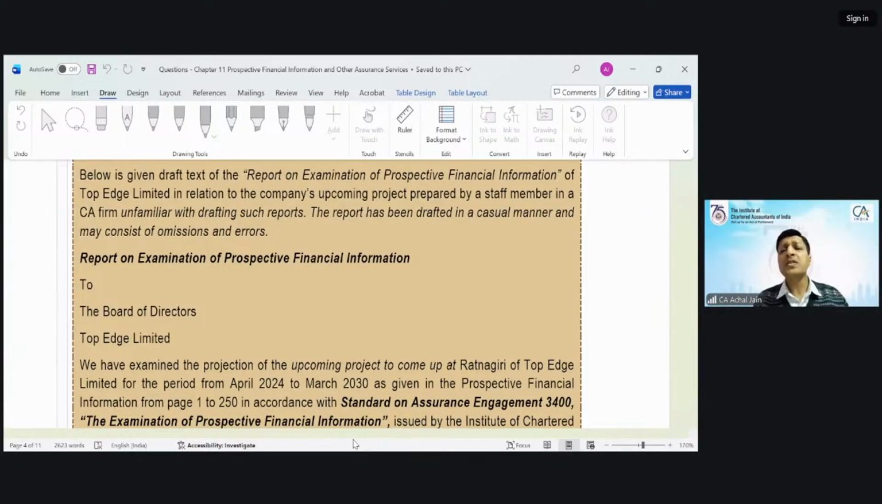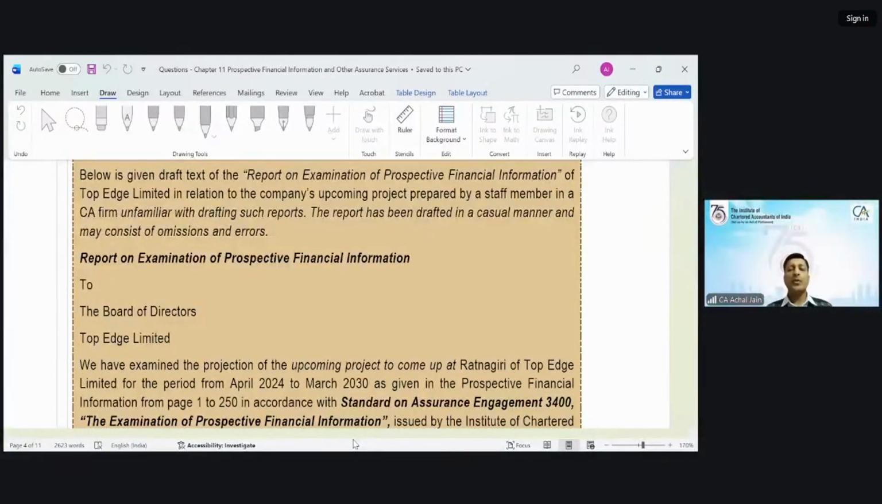But over here, the person who has prepared this is not the one who is an expert on this. So that's why they are saying prepared by a person who is unfamiliar with drafting such reports. Sorry, it's about the reporting. So this reporting is what is done by the staff member from the CA firm. It's not the management, sorry. The report has been drafted in a casual manner and may consist of omissions and errors.